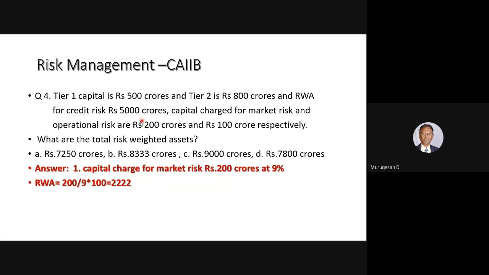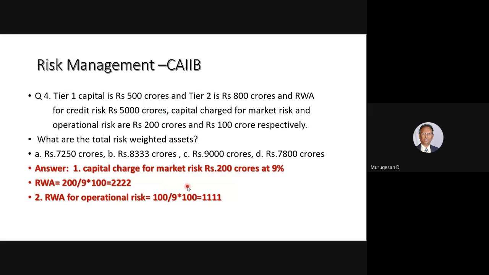Okay. Now, the risk weight for credit risk is the risk weighted assets. Credit risk 5000. Then what is the risk weight? This is the risk weight assigned. That is, 5000 crore is the risk weight assigned. Credit risk RWA is 5000 crore.